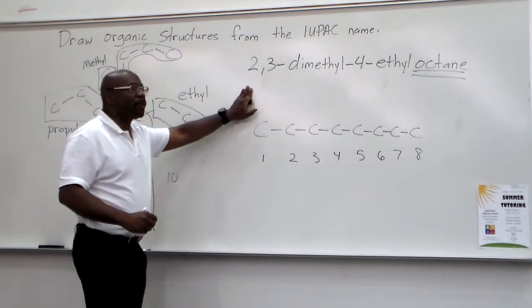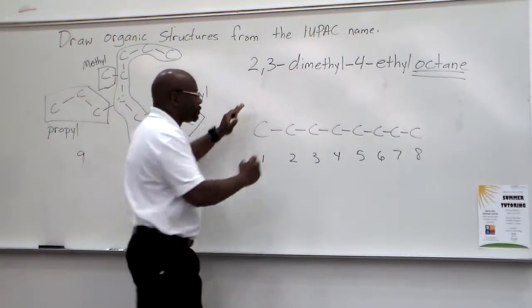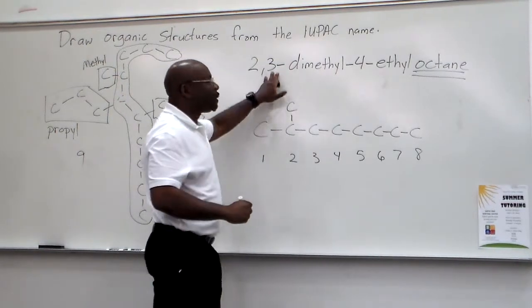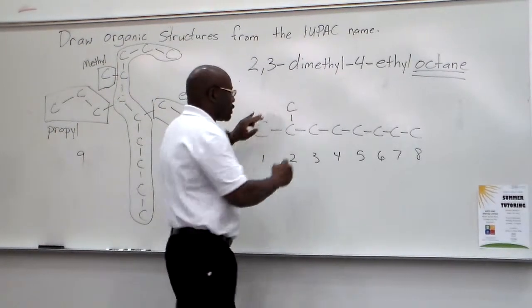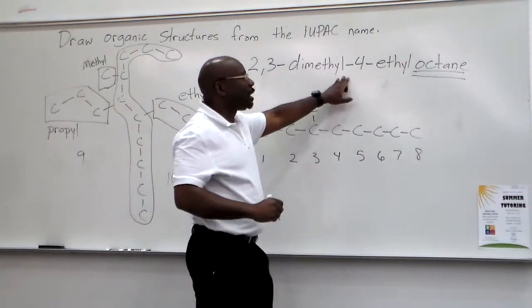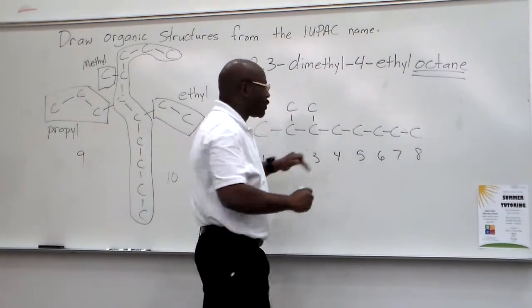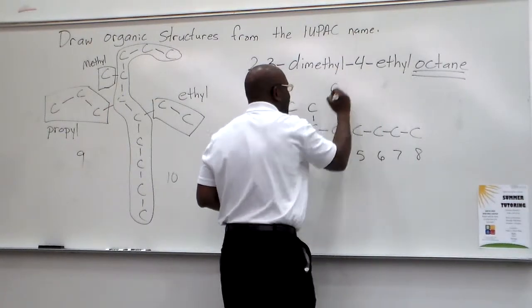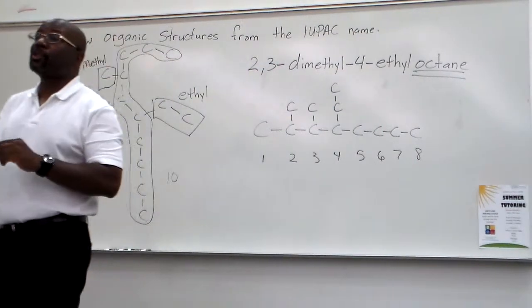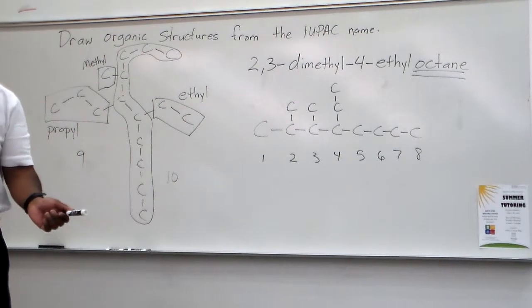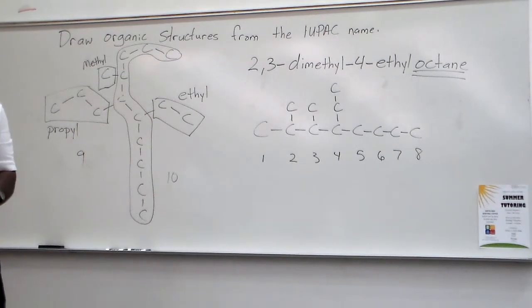On carbon number 2, we're going to add a methyl group. Carbon number 3, we're going to add a methyl group. Carbon number 4, we're going to add an ethyl group. Ethyl is 2 carbon atoms. Now you can put those 2 carbon atoms in a straight line, or you can bend it. You can make it to the side. Does not matter. I can put a little straight line and have it stick out together. But that would be the structure of the molecule according to the IUPAC name.